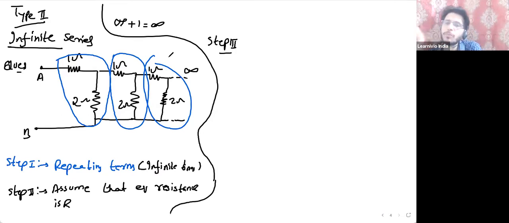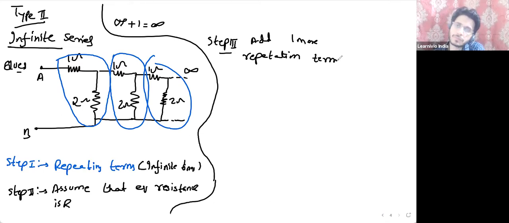If I add one more term into it, will it change the circuit, or will the circuit remain the same? Remains the same. Remains repeating again. If I add one more term into it, will there be any change in the circuit? No, there will be no change. So step 3 says add one more repetition term, and the equivalent resistance should remain the same. That's the main logic.